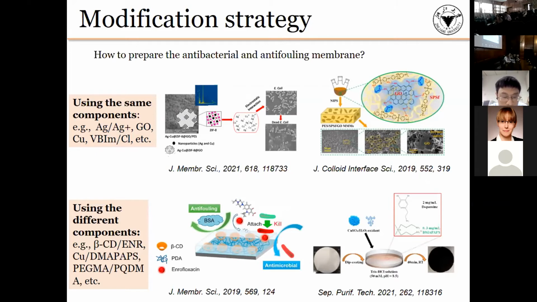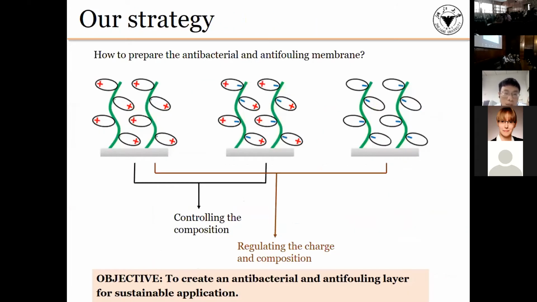But for the second type, the researchers construct two functional layers, using PEG, beta-CD, and zwitterionic copolymers to prevent organic fouling, and using some drugs, copper, and quaternary ammonia to reduce biofouling. In our research, we tried to build a combination of quaternary ammonia and zwitterionic copolymer to improve the antibacterial and antifouling property of the membrane for sustainable application.